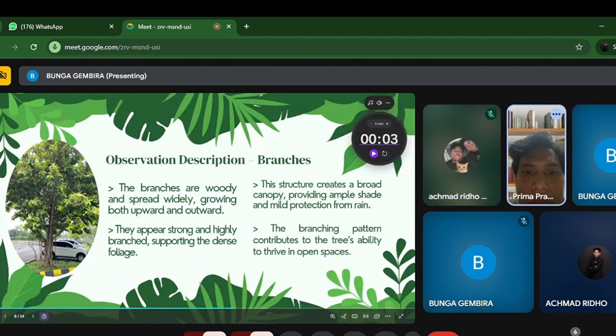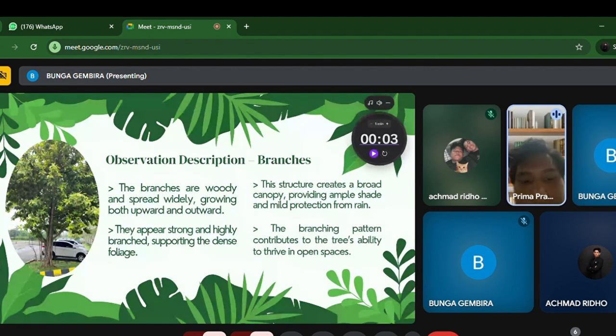Observation description of branches. The first is the branches are woody and spread widely, growing both upward and outward. The second is they are strong and highly branched, supporting the dense foliage. The third is this structure creates a broad canopy providing ample shade and mild protection from rain. And the last is the branching pattern contributes to the tree's ability to thrive in open space.